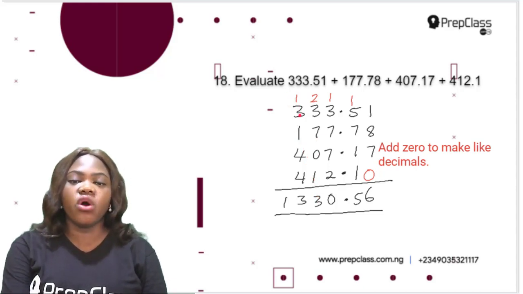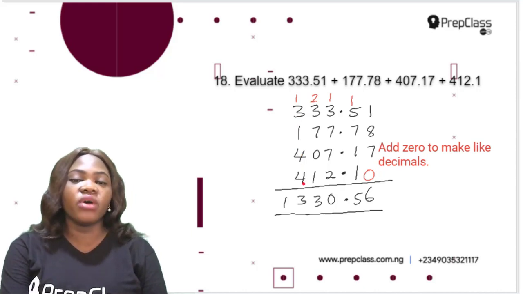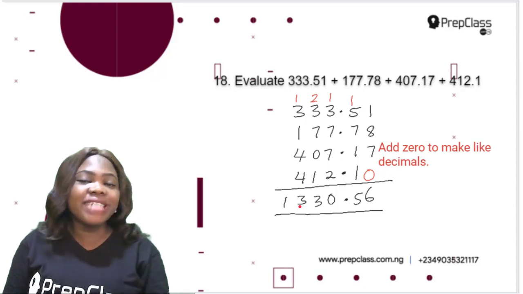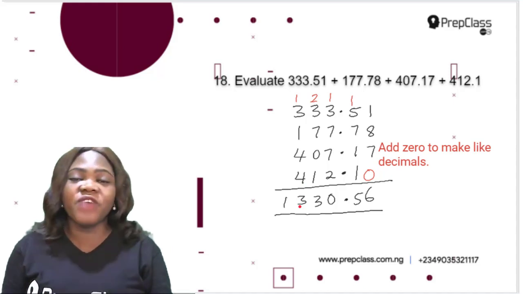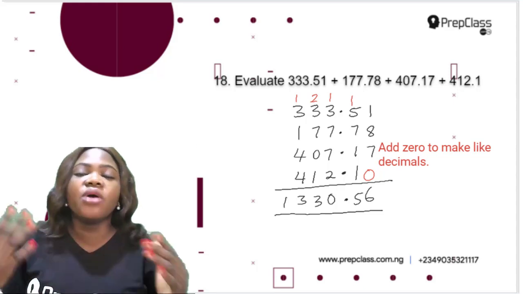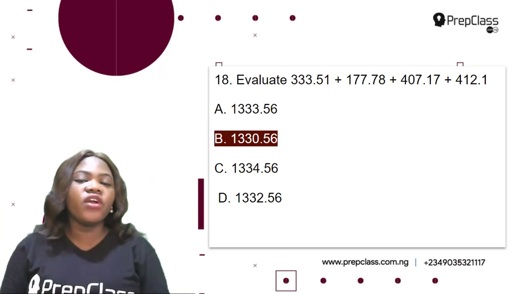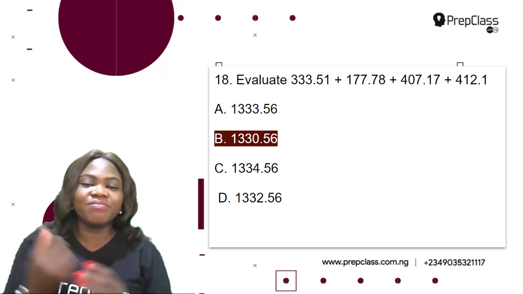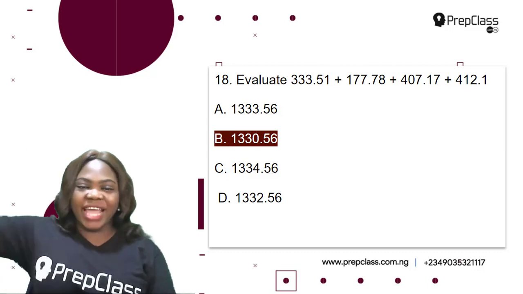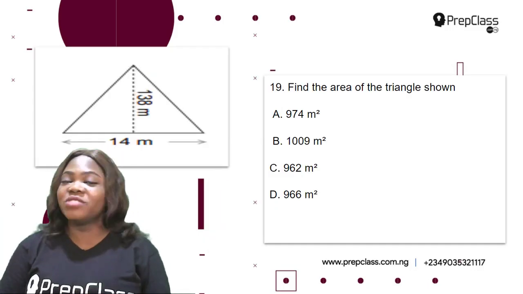1 plus 3 is 4. 4 plus 1 is 5. 5 plus 4 is 9. 9 plus 4 is 13. So write 13. So now the answer is 1330.56. So when you add up all these decimal numbers, the answer is 1330.56. So which of the following options is correct? Of course, it is B, 1330.56. Check.